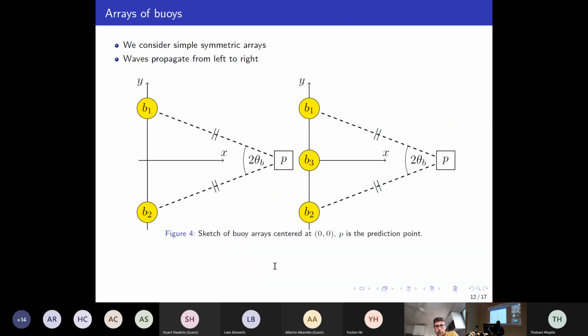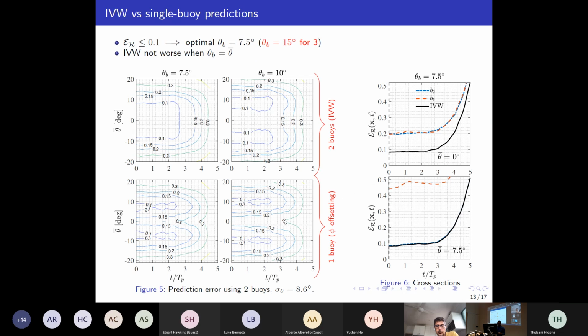I'm using 3 and 2 wave buoys to illustrate that the tolerance to varying mean wave direction is increasing. I'm just doing these contour plots here, and I was just using 2. You can see that the top 2 plots are using the inverse variance weighting, and these ones are just using single wave buoys. Depending on the mean wave direction, I'm just taking the buoy which is closer to the propagation direction.